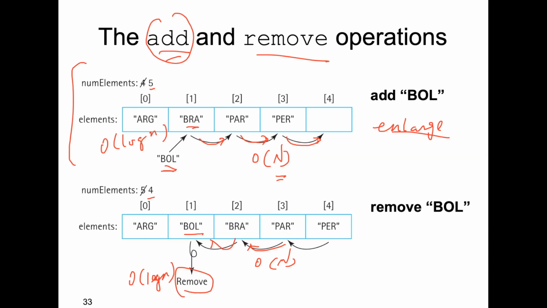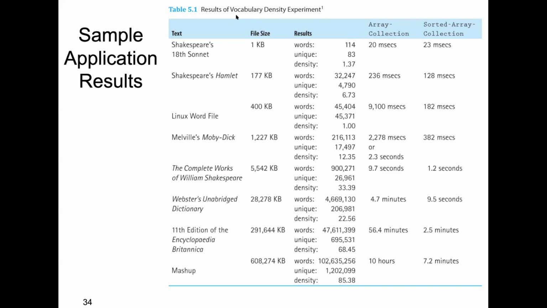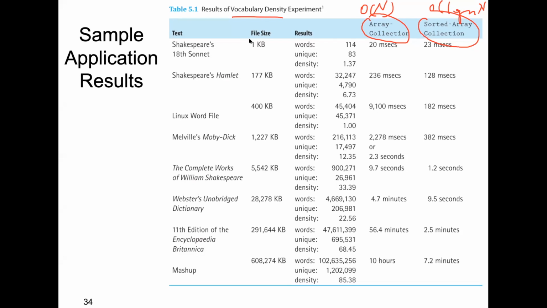Let's do some comparisons on how efficient this type of approach is when we're dealing with a sorted array. Let's use the vocabulary density example that we illustrated in a different video and use the two approaches that we talked about. One is the fixed size array collection, and the other one is the sorted array collection. Notice the sorted array collection has the O of log n find, whereas the array collection has O of n find. Notice that when we have 1 KB of elements, this means 1,000 characters because each byte is 1 character. The execution time for array and sorted array is about the same, very close to each other.